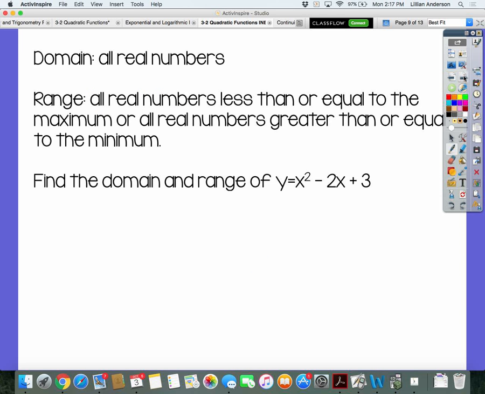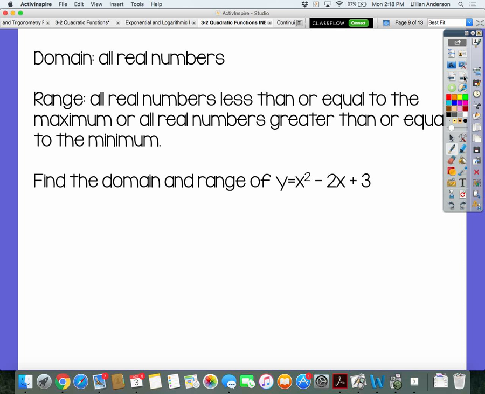Okay. Last bit, domain and range. You guys should know from our parent functions, the domain is all real numbers. So you can write that in any notation you like. You really shouldn't have to write out all real numbers. And the range is all real numbers less than or equal to the maximum or greater than or equal to the minimum. So the range of a quadratic is dependent on the y coordinate of the vertex. Okay? And also if it opens up or if it opens down.